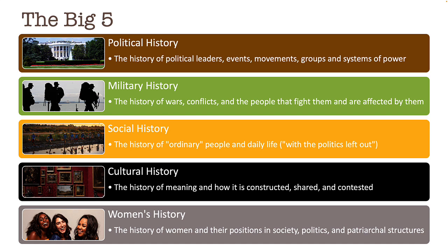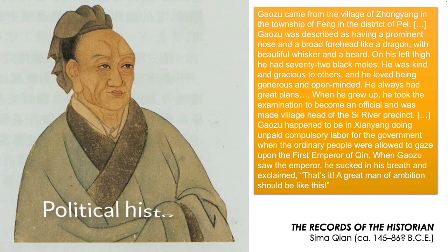So now what I want to try to show you is that all of these varieties of history have their beginnings or their roots in this period of antiquity. Let's start with political history. And here we can look at Sima Qian, the Chinese historian from the 2nd and 1st century BCE. Here's a passage from his Records of the Historian.